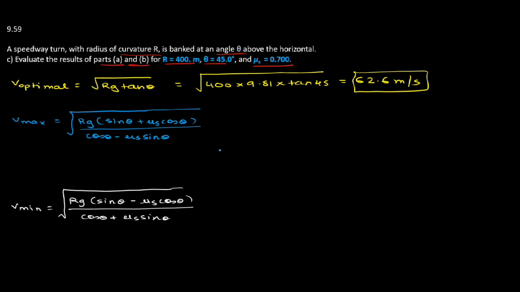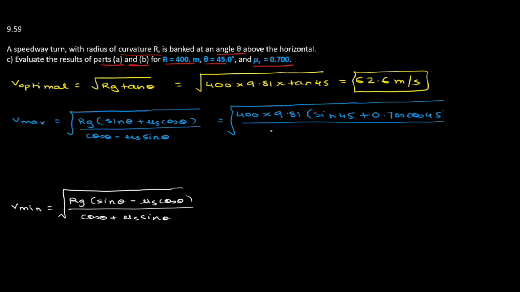Then we do the same thing for Vmax. We write square root of R, which is 400, times g, which is 9.81, times sine of the angle 45 plus 0.700 cosine of the angle 45, divided by cosine 45 minus 0.700 sine 45. And when you solve this, you get the maximum speed to be equal to 149.11 meters per second, which you can just write as 149 meters per second.